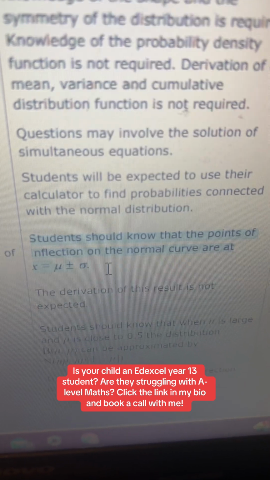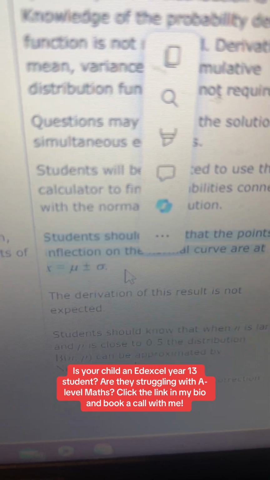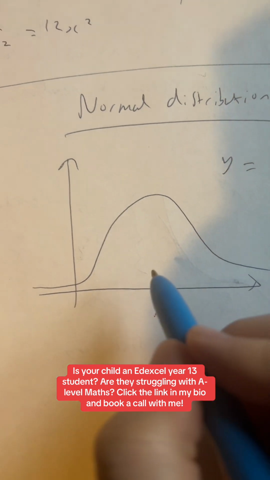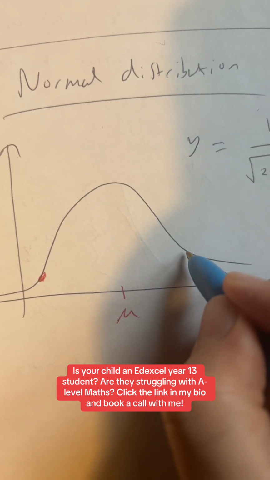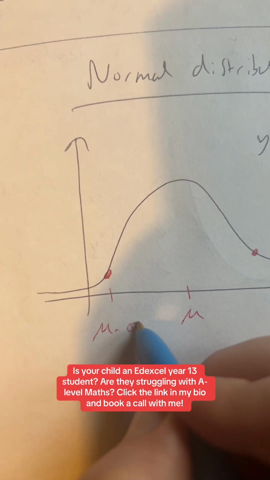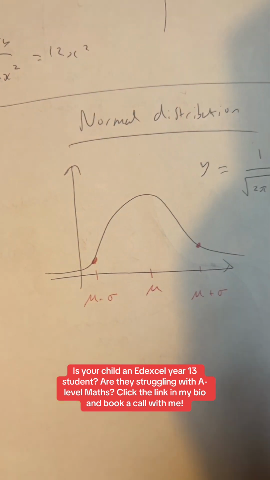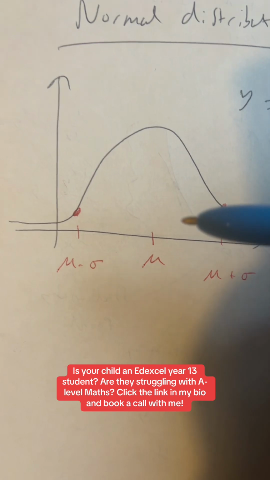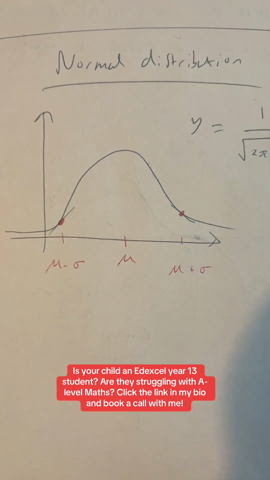Students should know that the points of inflection on a normal curve are at x equals mu plus or minus sigma. So mu is the mean for a normal distribution. So we have points of inflection. I mean, the curve's really bad here, but you should have points of inflection here. So this here is mu take away the standard deviation, and this here is mu plus the standard deviation. So you do need to know this fact that a normal distribution curve has 2 points of inflection. Now, even though we do have 2 points of inflection here and here, are they stationary points?